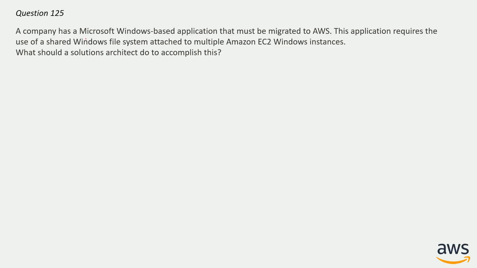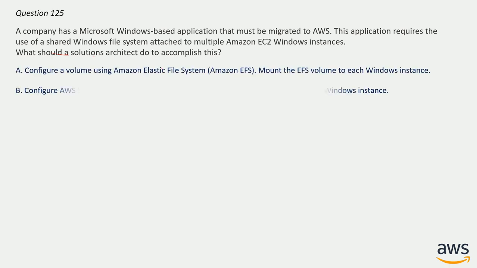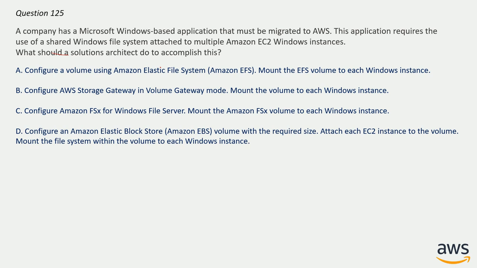A company has a Microsoft Windows-based application that must be migrated to AWS. This application requires the use of a shared Windows file system attached to multiple Amazon EC2 Windows instances. What should a solution architect do to accomplish this? And here are the options. And the correct answer here will be option C.